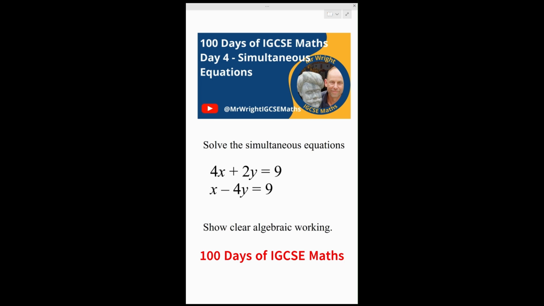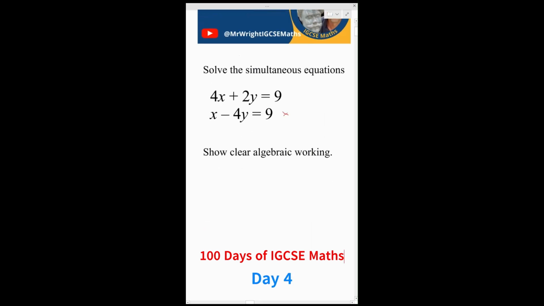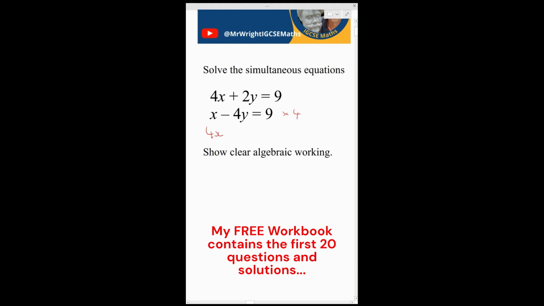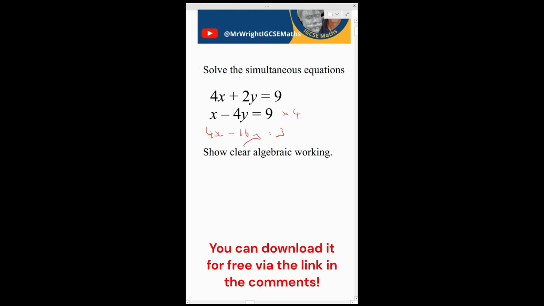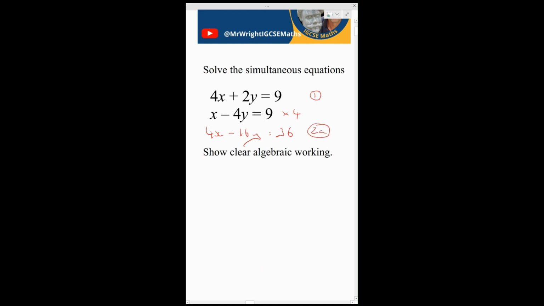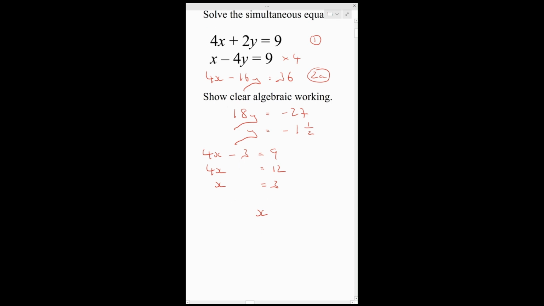Now's your chance to pause. Right, I'm going to multiply this equation by 4 to give me 4x minus 16y equals 36. And now I'm going to do equation 1 subtract equation 2a to give me 18y equals minus 27. So y equals minus 1.5. Substitute that value into equation 1 and solve for x to give you x equals 3. Check those values in equation 2, which I haven't got time for, and then write down your solution.